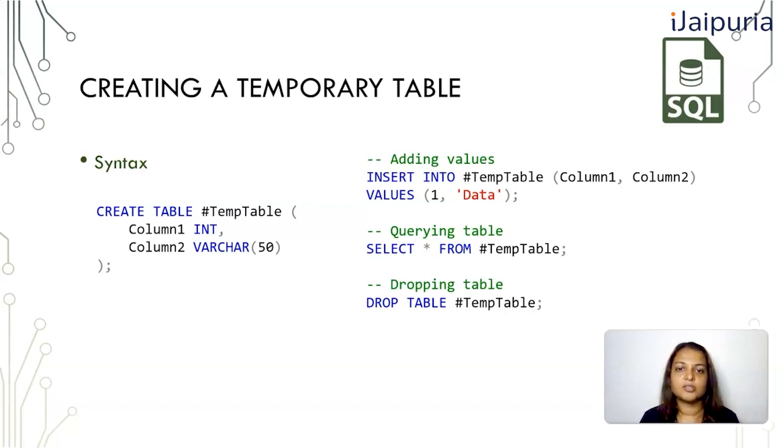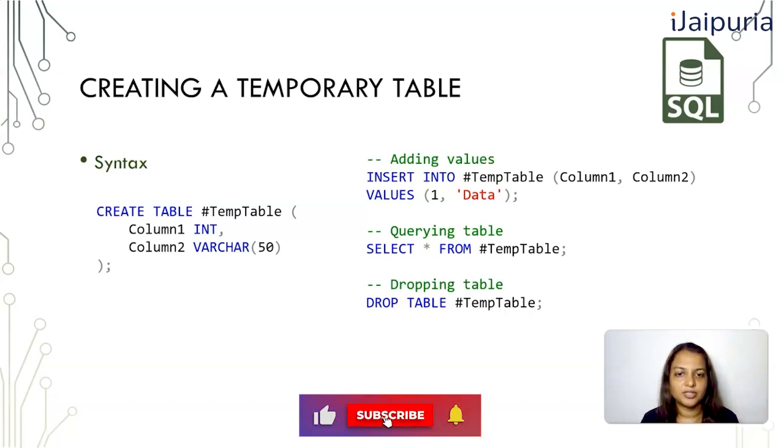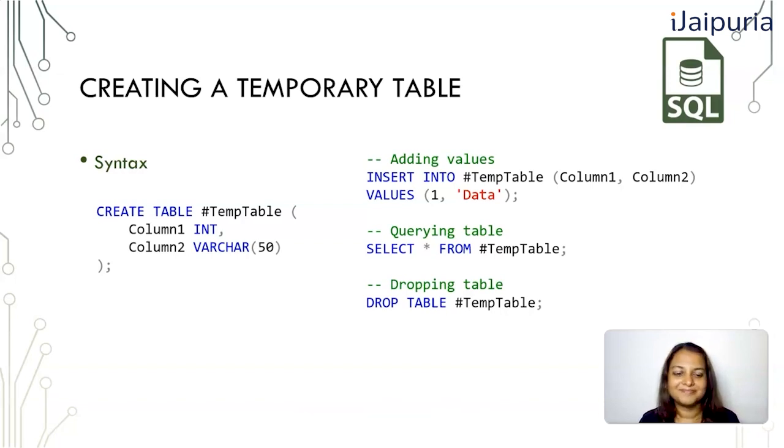When I start adding values into it, again, I make use of the same insert into, and I basically add the temporary table's name along with the different columns and the values as usual. And if I want to query from it, I can again make use of the select star from, just the same as how we do it for a regular table. Similarly, if I want to drop it, I can make use of the drop table.